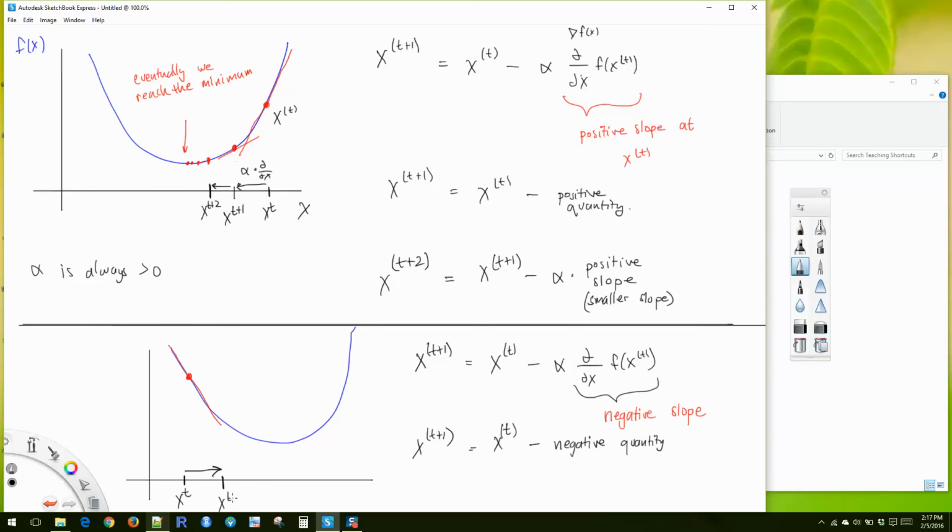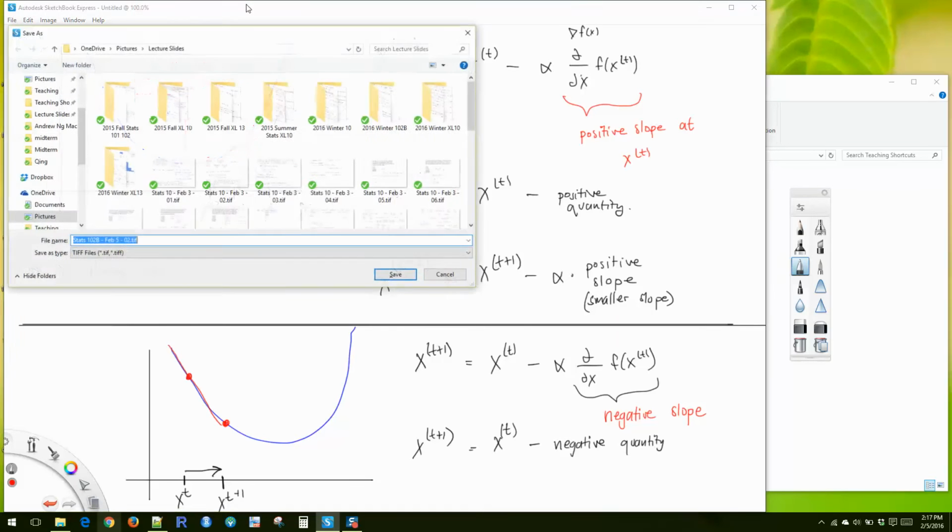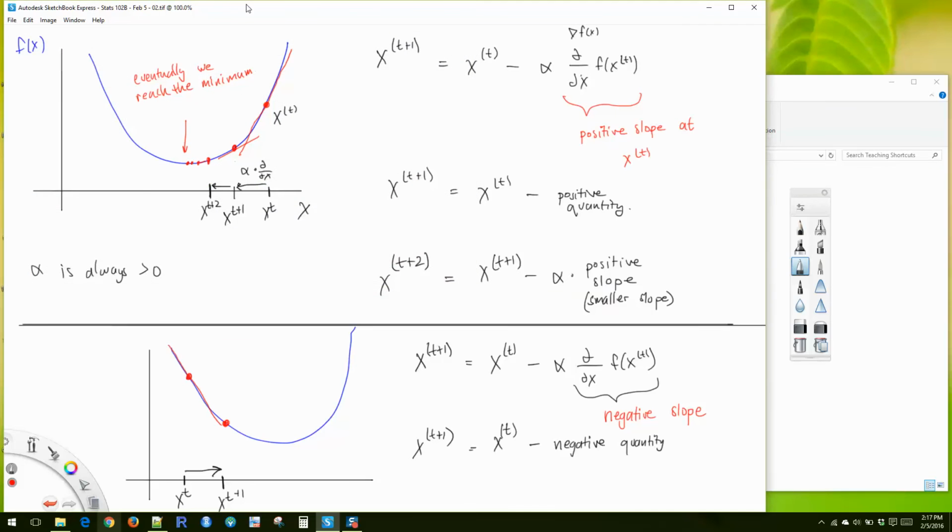Okay, so our next spot is going to be right there. Okay, so this would be the gradient descent algorithm if we were dealing with a one-dimensional thing.